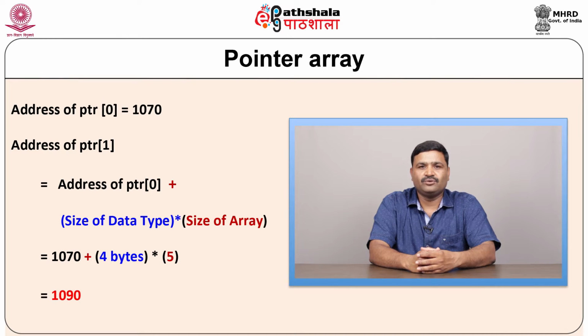Similarly, pointer 2 address can be calculated from pointer 1. That is 1090 plus 40. That will be the address of pointer 2.